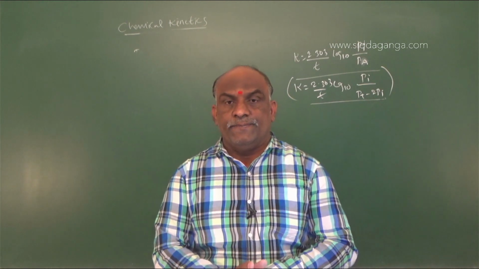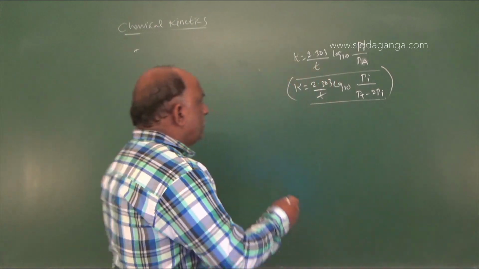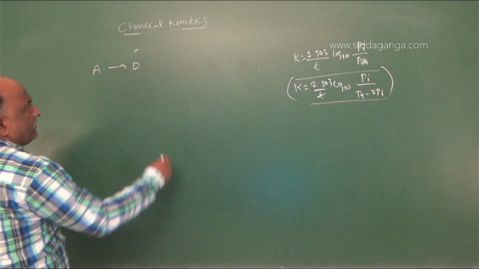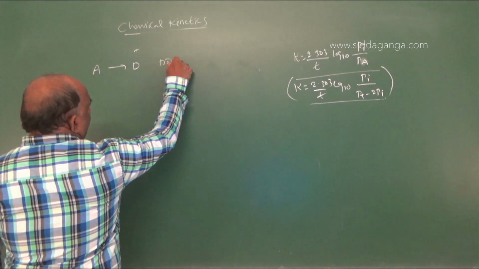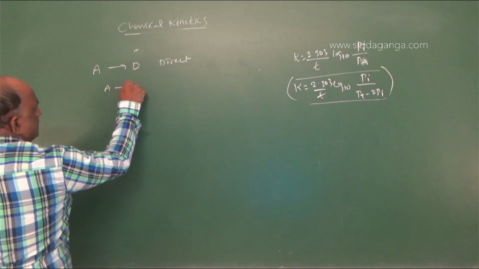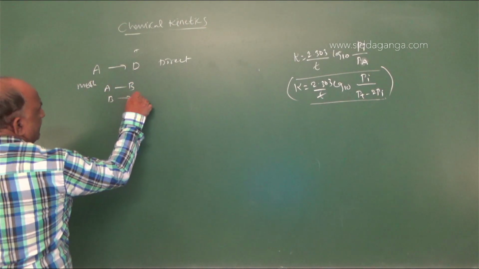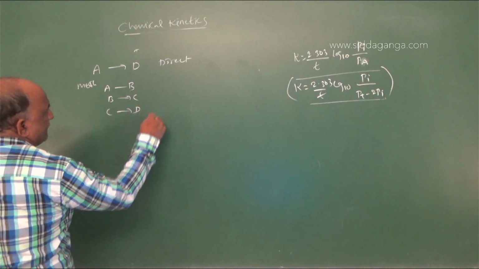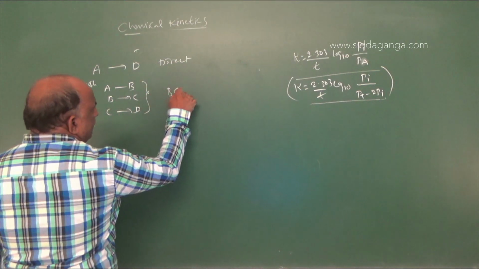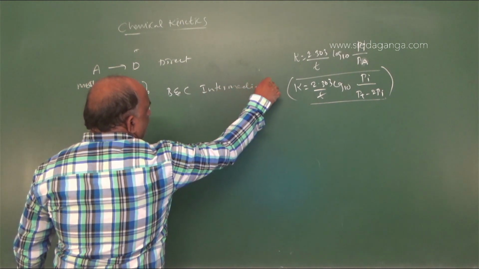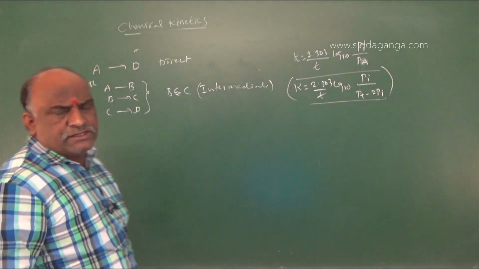Elementary reaction: suppose we go with A to D. A gives rise to D. This is a direct reaction. Now a mechanism: A gives rise to B, B gives rise to C, and C gives rise to D. In this conversion, B and C are said to be intermediates. This is an example of a complex reaction.